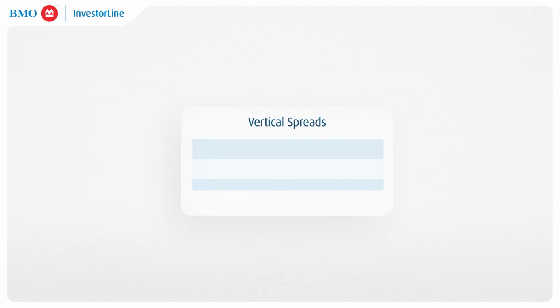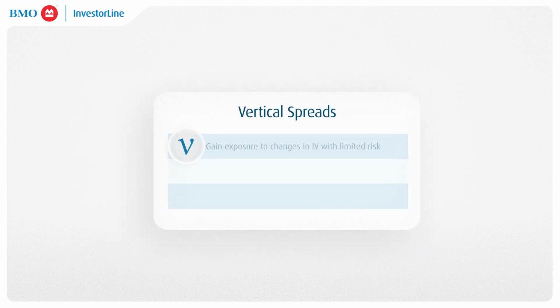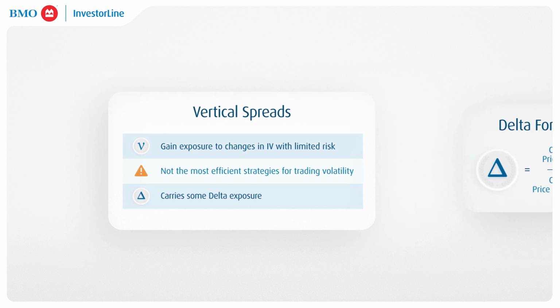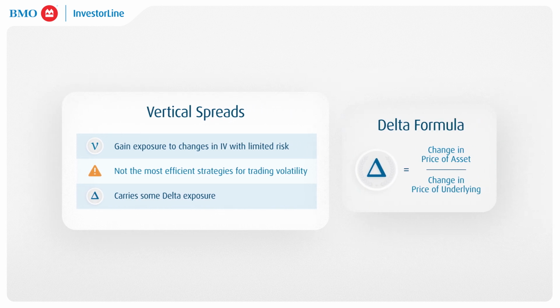Overall, vertical spreads are a limited risk way to gain exposure to changes in IV. However, they're not the most efficient strategies for trading volatility due to their relatively large delta exposure. This is because, to have sufficient vega exposure, the strikes of a vertical spread have to be sufficiently apart, which in turn then also carries some delta exposure.